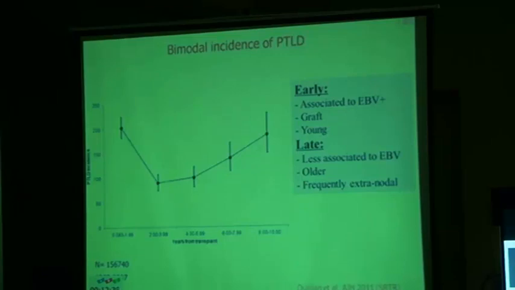We have a peak occurring early, and this usually occurs in the young, associated with Epstein-Barr virus positive cases, and usually affects the graft. But we have the other peak occurring late, usually in adults, not related to Epstein-Barr virus, and usually extranodal. So we have early and late cases of PTLD.